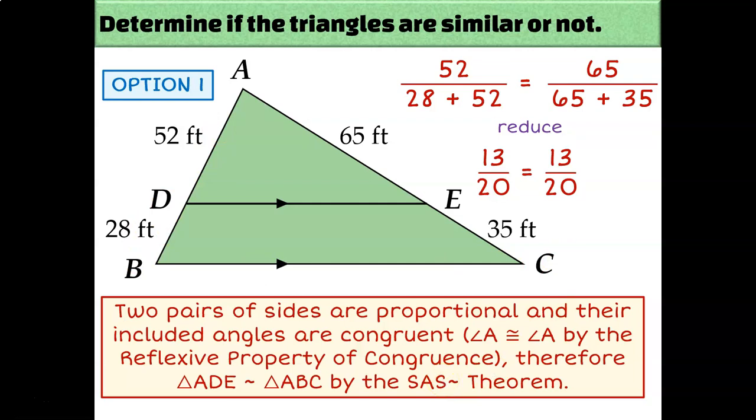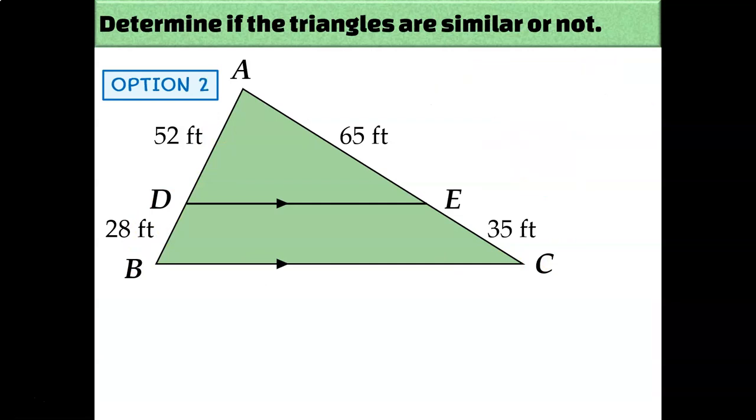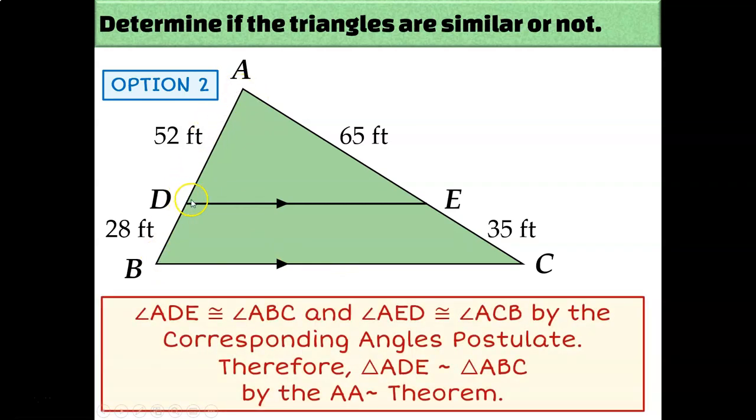But that's not the only way that you could have proved this. You actually don't need to do anything with the side lengths at all because of the fact we're told that these are two parallel lines. Remember that parallel lines cut by transversals make all kinds of special pairs of angles. For example, we could say that angle ADE, this angle right here, is congruent to angle ABC, this angle right here. These two angles are corresponding angles.